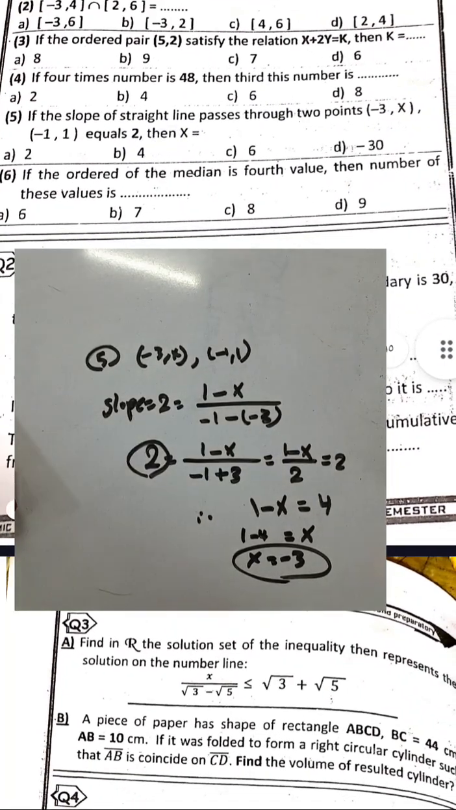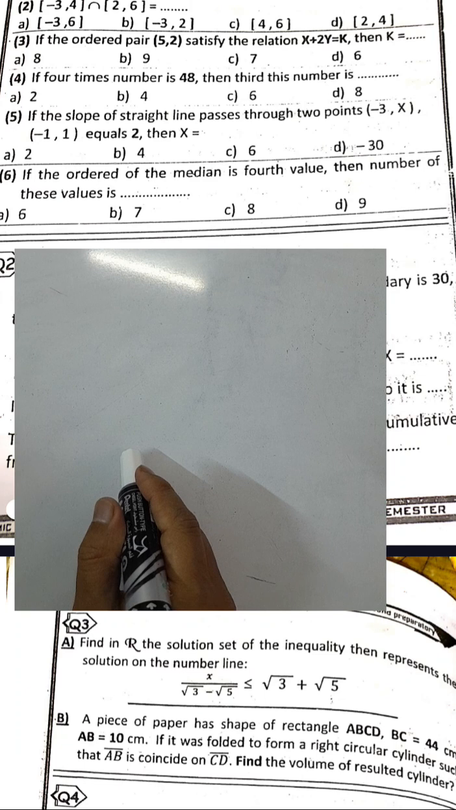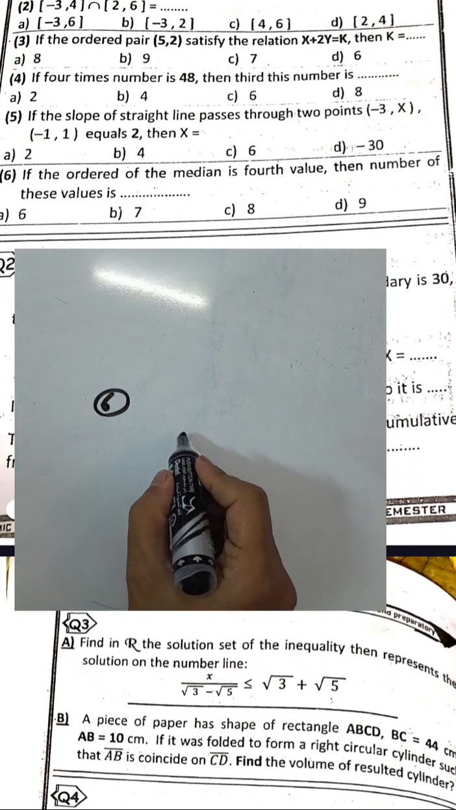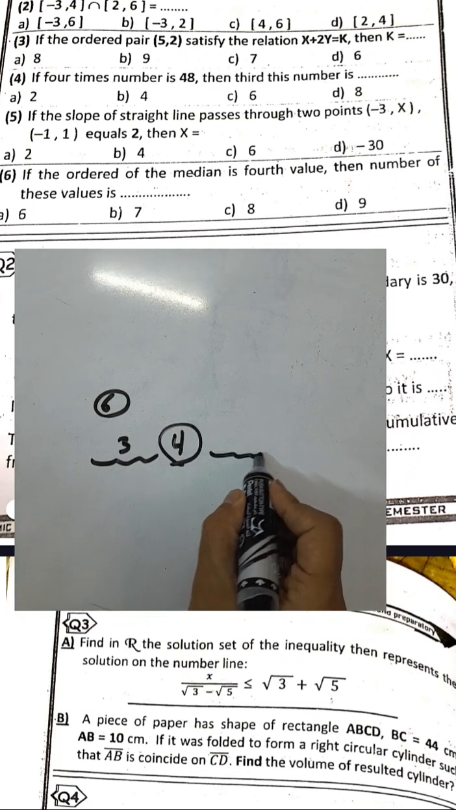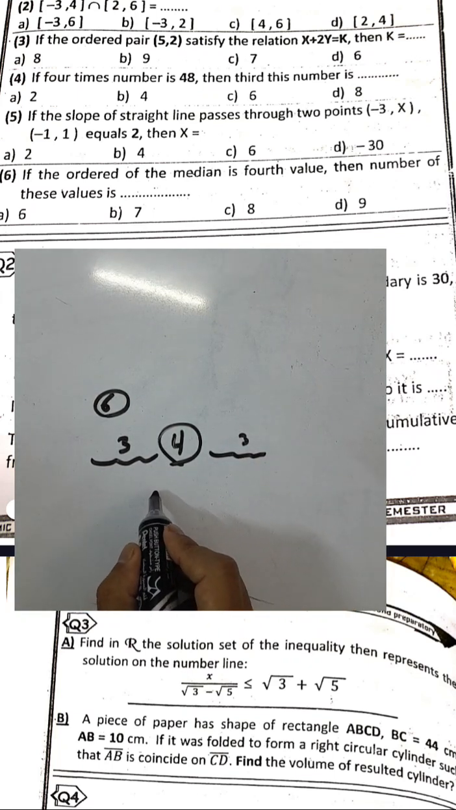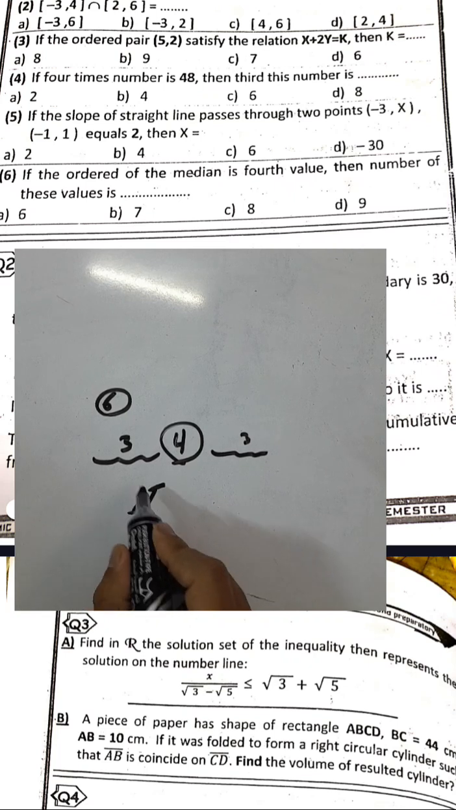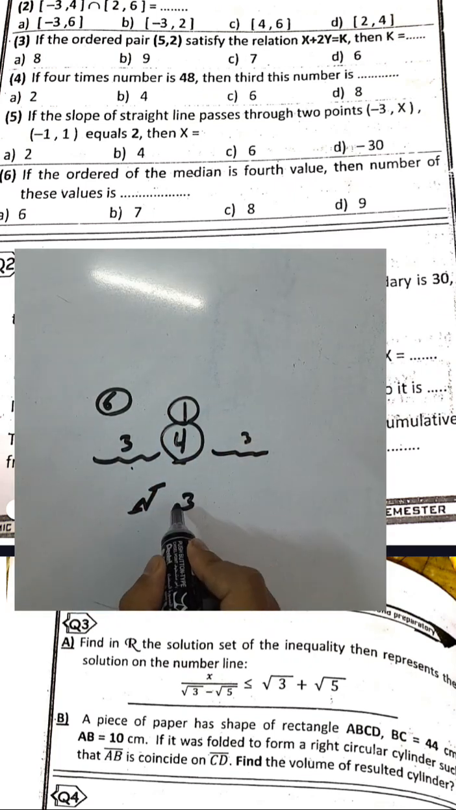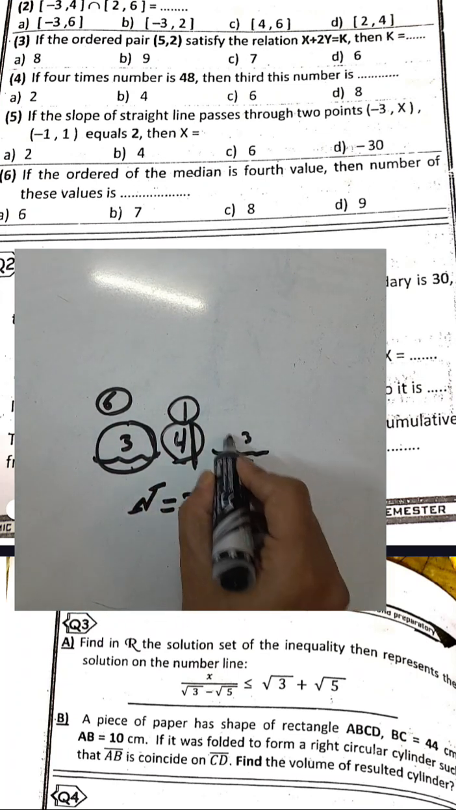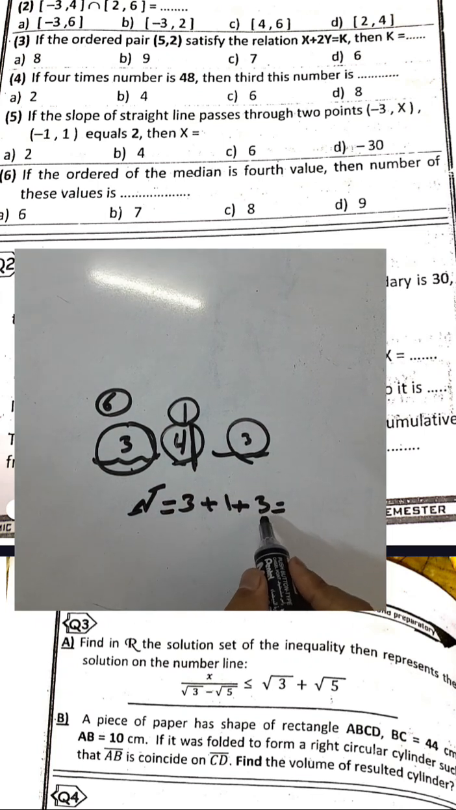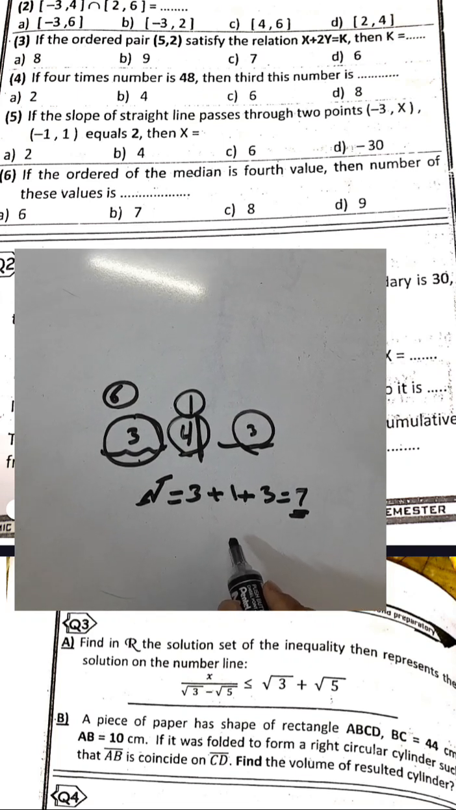Number 6. If the order of the median is 4, then the number of these values will be what? We have the order of the median, it will be the 4. Then we have 3 numbers to our left hand side and 3 numbers to right hand side. Then the count of the numbers will be what? 3 on the left hand side, 1 number in the middle, and 3 numbers to right hand side. Then the total is 3 plus 1 equals 4, 4 plus 3 equals 7. Then we have 7 numbers, okay, understood?